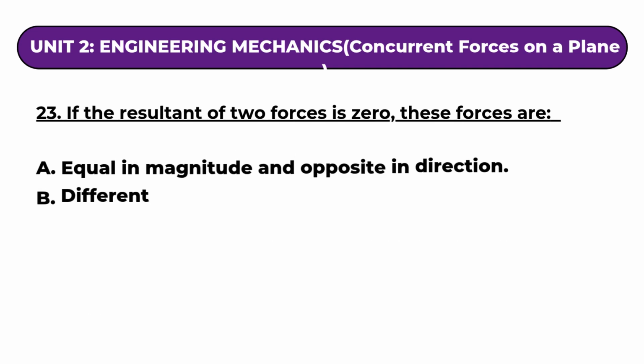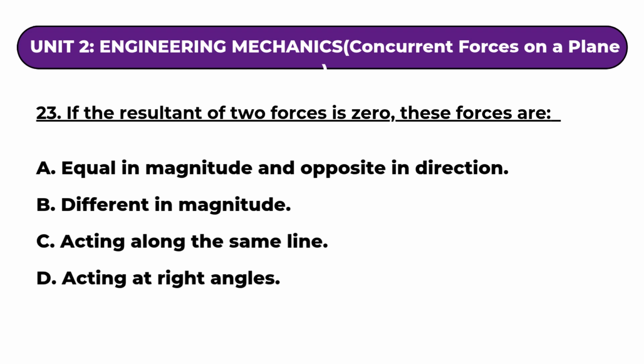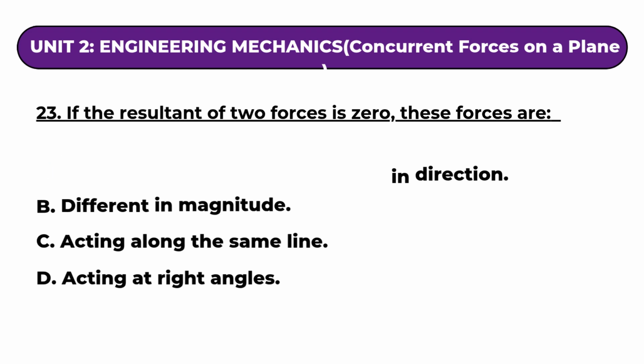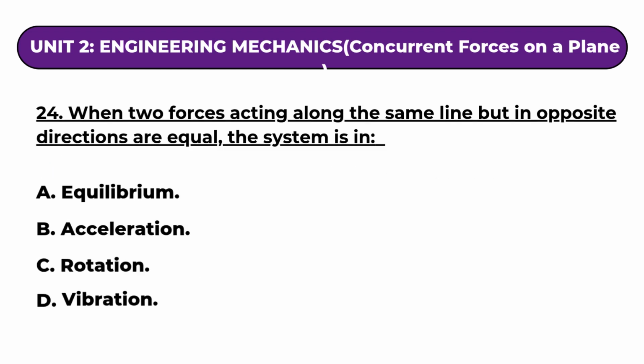If the resultant of two forces is 0, these forces are: A. Equal in magnitude and opposite in direction. B. Different in magnitude. C. Acting along the same line. D. Acting at right angles. Correct answer? A. Equal in magnitude and opposite in direction. When two forces acting along the same line but in opposite directions are equal, the system is in: A. Equilibrium. B. Acceleration. C. Rotation. D. Vibration. Correct answer? A.